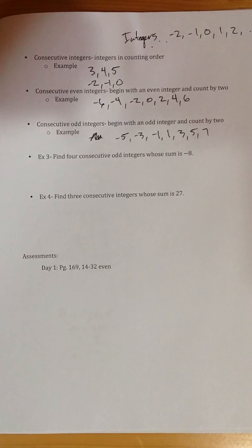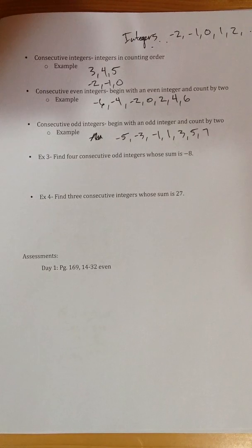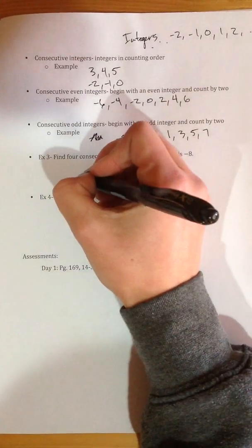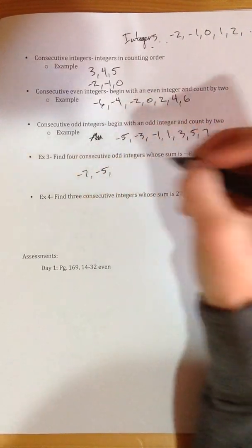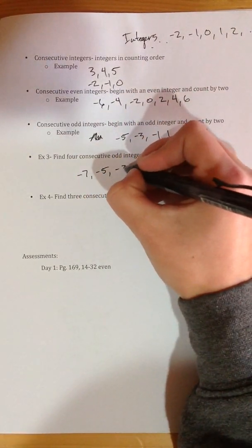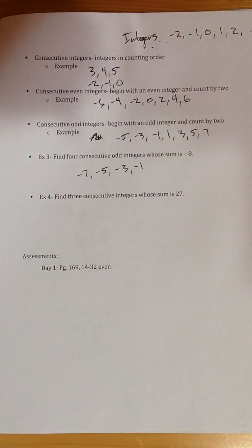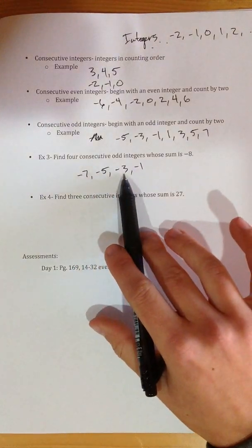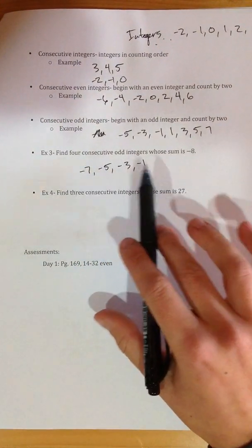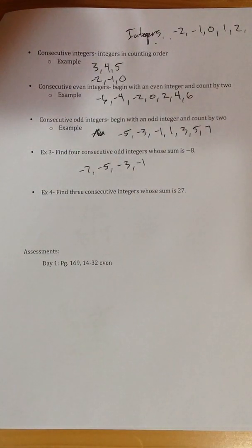My first thought there is, well, I've got to have negative numbers if I'm going to try to add to a negative 8. So maybe I start with negative 7, negative 5, negative 3, negative 1. So if I start with those numbers, that would be a negative 12, plus negative 3 would be negative 15, plus negative 1 would be negative 16, so I'm too far off on that one. So I got to try something else.